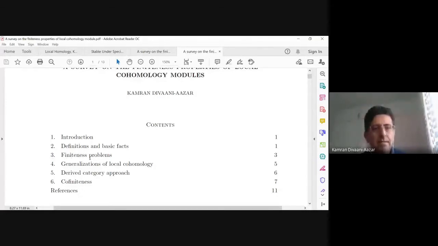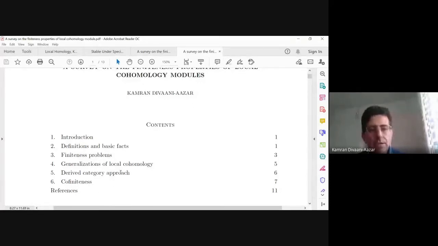Then we will discuss the finiteness problems. We will see what kind of problems are called finiteness problems in local cohomology. In the 4th part, we will review some generalizations of local cohomology. And in the 5th part, we will review the derived category approach in the theory of local cohomology. And one of the finiteness problems is cofiniteness. At the end, we will review cofiniteness and results that have appeared in that area.